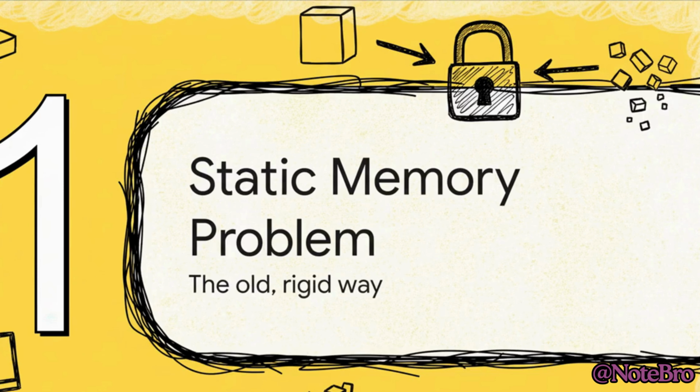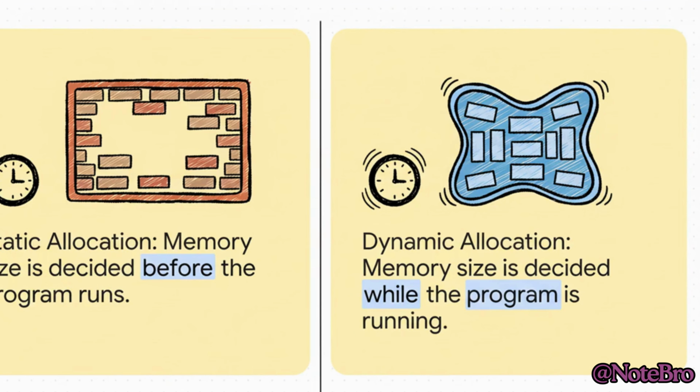All right, so first up, to really get why the new way is so great, we have to understand the old problem. We're going to start by looking at the old school, really rigid way of handling memory and why it created a huge headache that somebody had to solve. And here it is, the fundamental difference in a nutshell. With static allocation, everything is locked in ahead of time. The program basically tells the computer, hey, I need exactly this much space before it even starts. But dynamic allocation? That's all about being flexible. It grabs memory as it goes while the program is running.